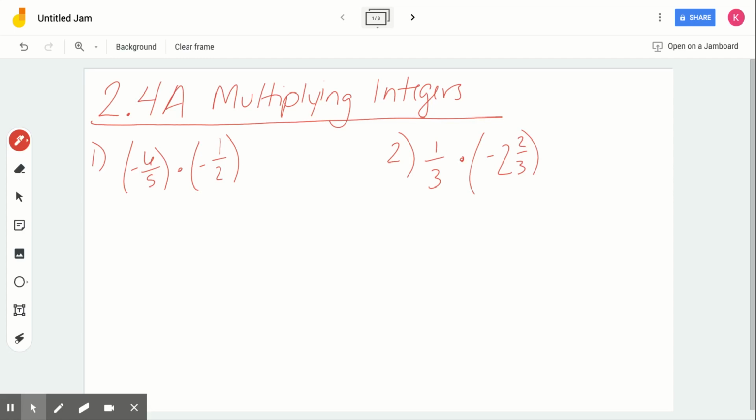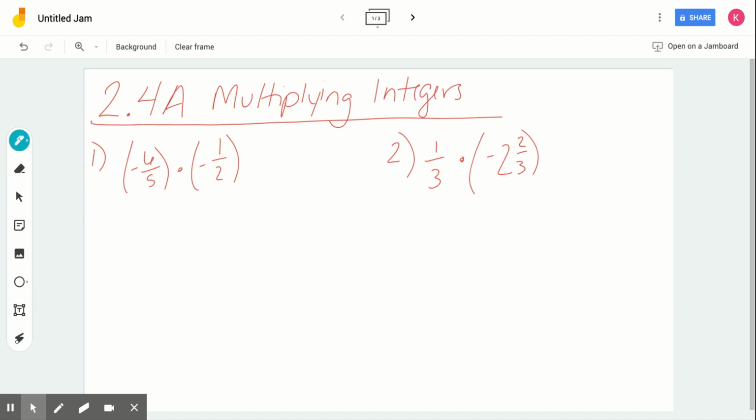Today we're going to be talking about lesson 2.4, part A on multiplying integers. In order to multiply rational numbers, we use the same rules for signs as you used for integers. You're going to first multiply them, and then if you have a fraction, you're going to write it in simplest form. Remember that we count the number of negative signs to decide if it's a positive or a negative.